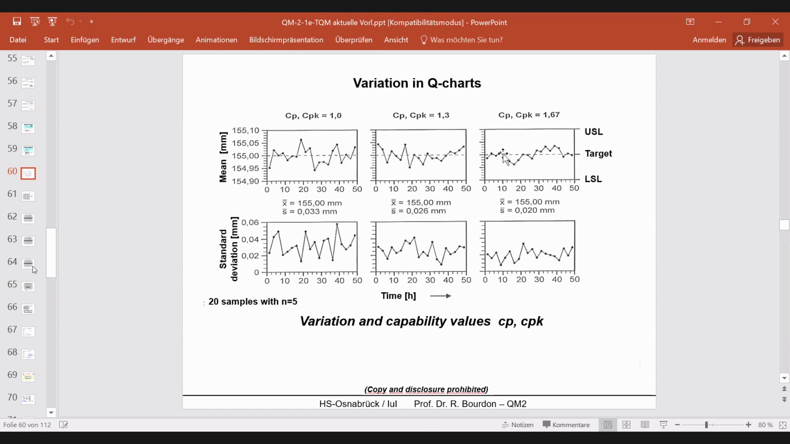These CP and CPK values, you see here 1.0, 1.3, 1.67. The higher CP and CPK is, the lower the variation is, the better the process precision is. This is the mean chart. This is the standard deviation chart. And you see if the CP and CPK gets higher, then the standard deviation gets lower. So the precision of the process quality is better if the CP and CPK values are high.